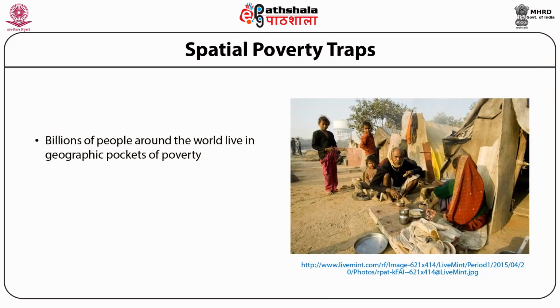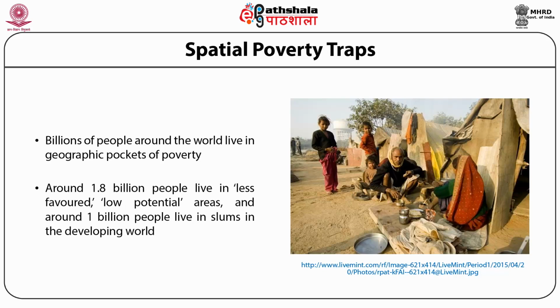Billions of people around the world live in geographic pockets of poverty. This has given birth to the concept of spatial poverty traps, which are found in detached remote areas and also in the burgeoning slums of cities. They are home to a large number of people. Around 1.8 billion people live in less favored, low potential areas, and around 1 billion people live in slums in the developing world.